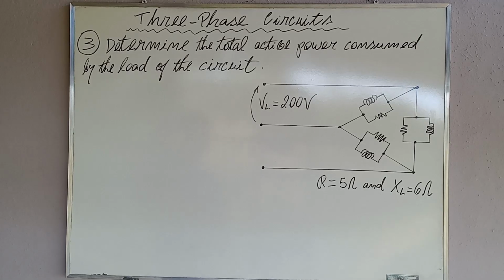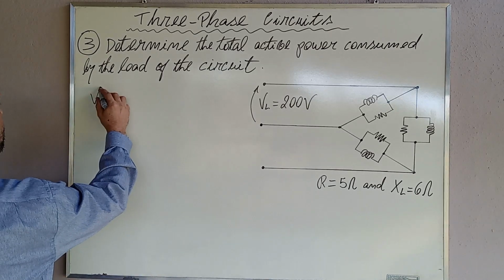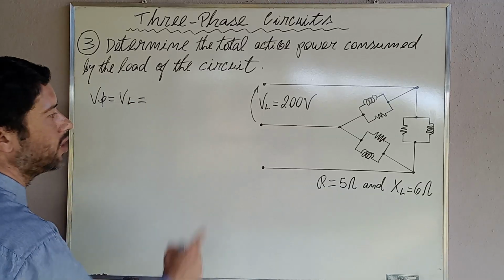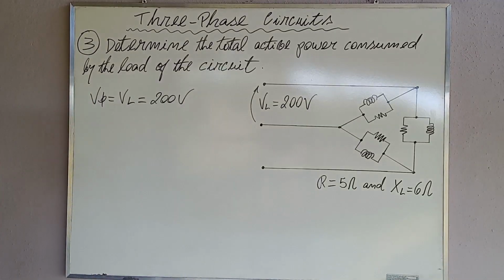Let's go to the solution. Observe that for the delta connected load, line voltages are equal to phase voltages. That is, for the delta, the phase voltage is equal to the line voltage, and in this case it is 200 volts.